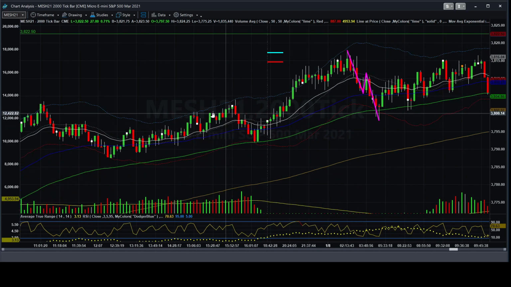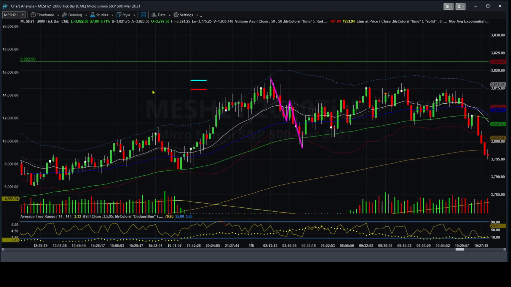Let me show you another example I have here. This is my last example I'm going to show you. So we have here a clear impulse to the upside, and we have a two-leg correction there. Again, a two-leg correction. Marked here in magenta or fuchsia, we can spot it easily.